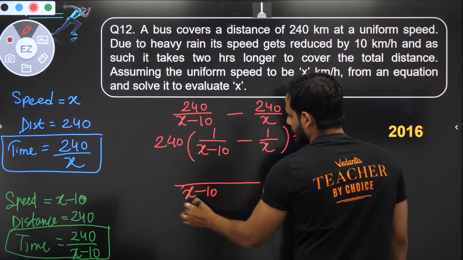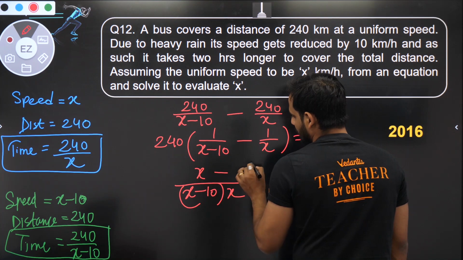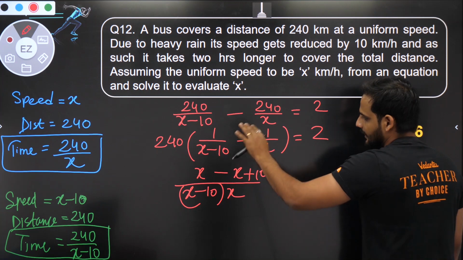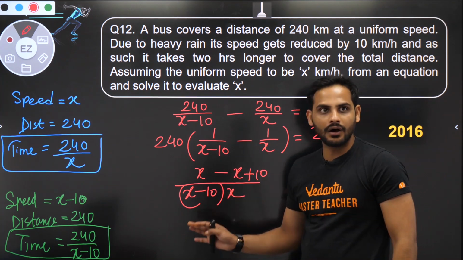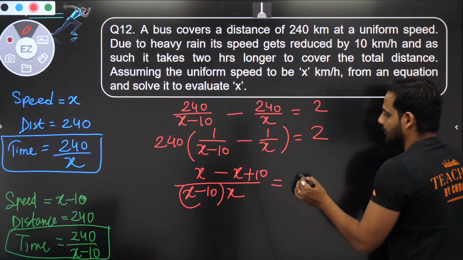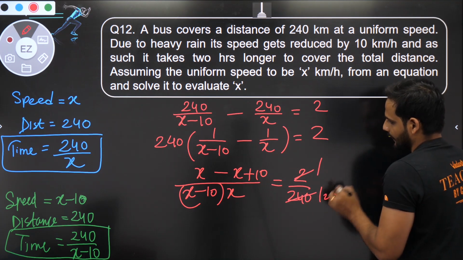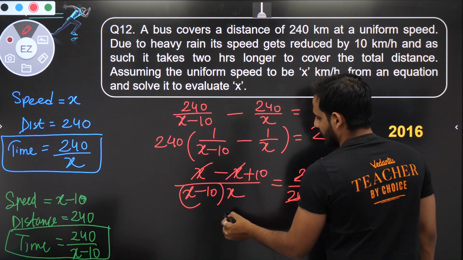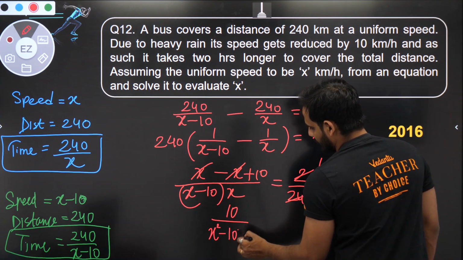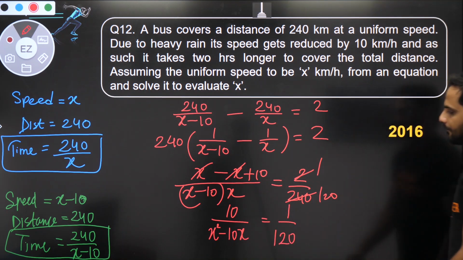So x minus 10 into x, and here the LCM will become x multiplied by x minus 10. Just the LCM part, don't think about how I have got it, just LCM I have taken. This 240 I will shift here in the denominator. It will become 2 by 240, which means 1 by 120. Correct? So here what we have got, beta? We have got 10 upon x square minus 10x is equal to 1 by 120.